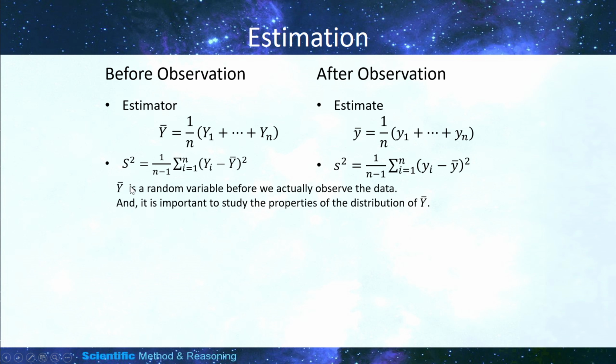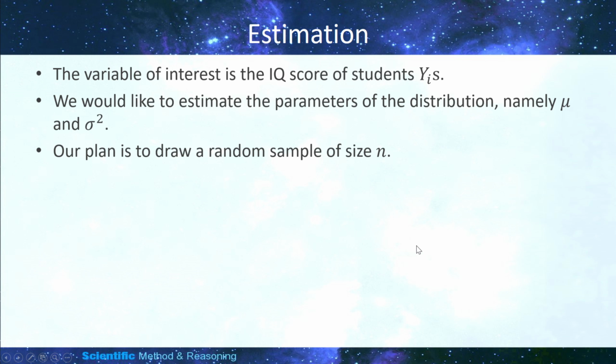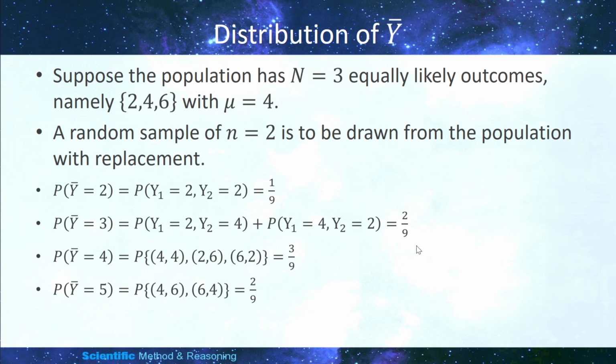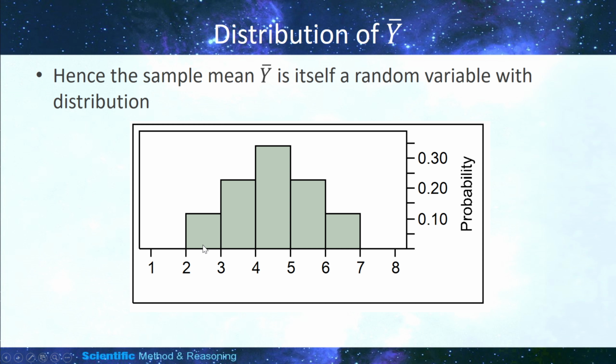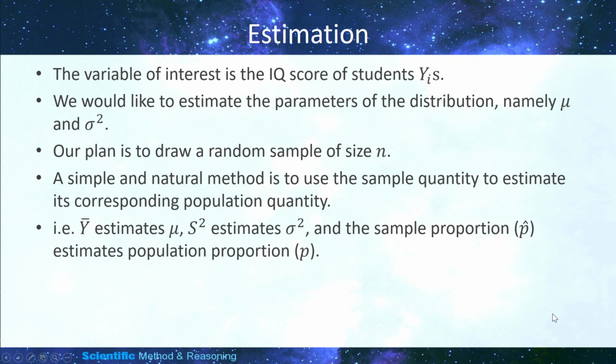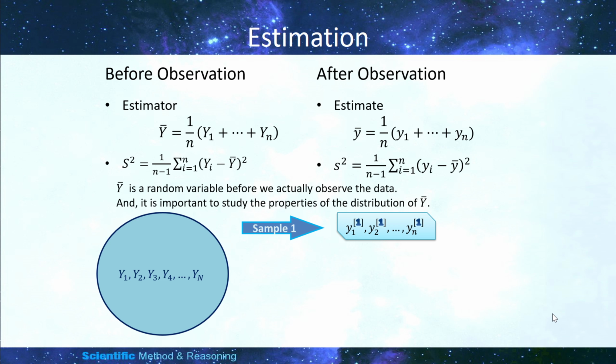Y bar, capital Y, is a random variable before we actually observe the data, and it is important to study the properties of the distribution of y bar. What are the properties of the distribution of y bar? For example, if you go back to the earlier example, if the whole population is known, then we can determine the distribution of the sample mean easily. But what about in general?